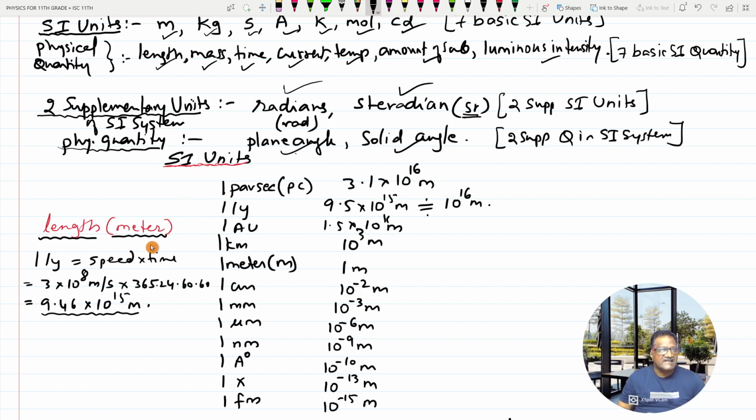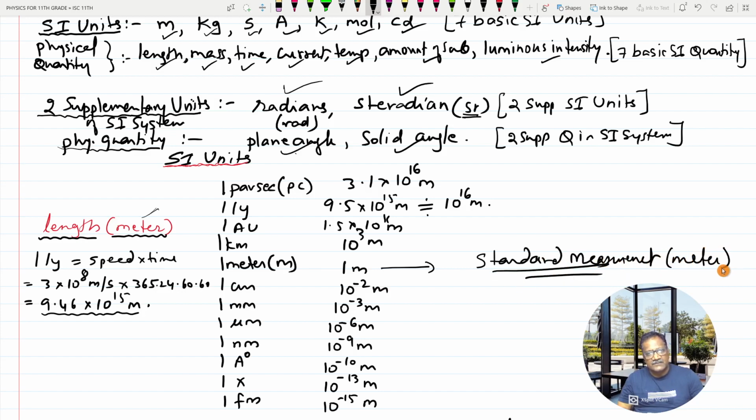Length is a physical quantity in the SI system, and for this length, the standard unit, I told you what a unit is: a unit is a standard measurement. For measuring length in the SI system, the standard measurement is 1 meter. This is the standard measurement, 1 meter, and it is denoted by m, right?